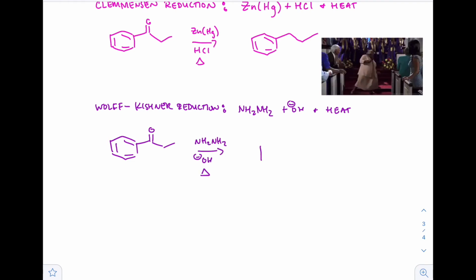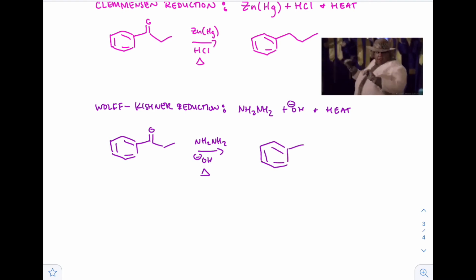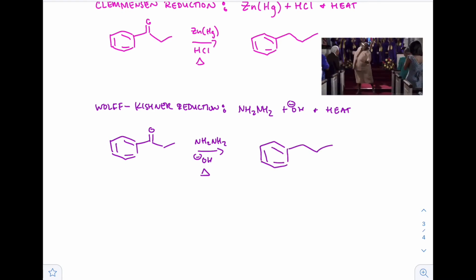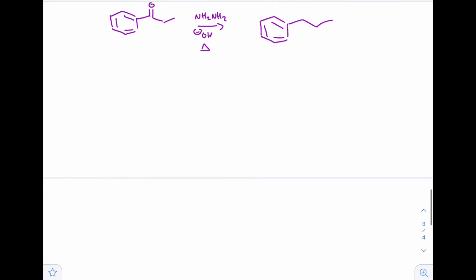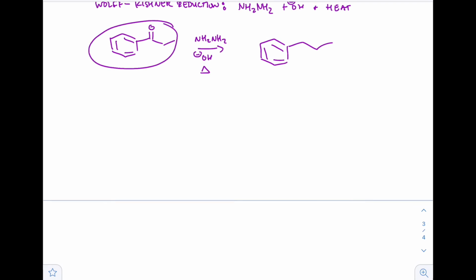Alright, cool. So here's the same reaction with the Wolff-Kishner conditions. Got that propylbenzene, okay? So same thing, same result, different reagents. So that's what's cool about chemistry. You have a variety of ways to make the same compound, okay? So the question would be, well, how do we get that aryl ketone?